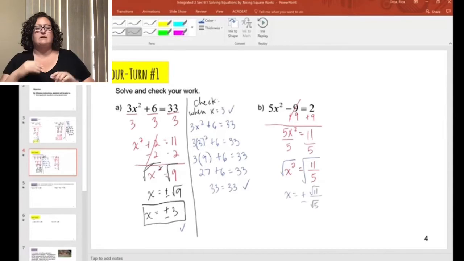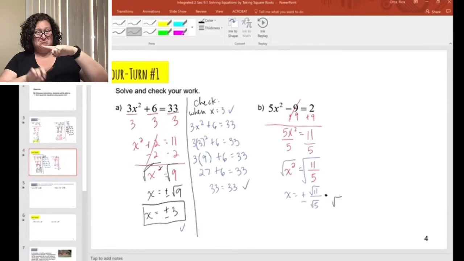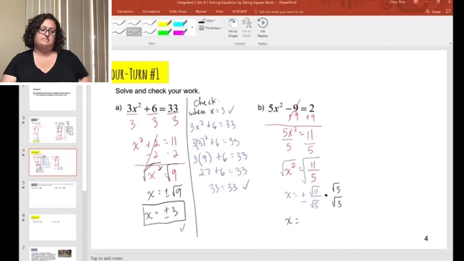In math, we cannot have a radical in the denominator. So we have to rewrite our answer so that we can get rid of the radical. To do that, we use this process called rationalizing the denominator. That's when you take the fraction and multiply it by whatever's in the denominator. And what's in the denominator is the radical 5. And then at this step, you just multiply straight across.